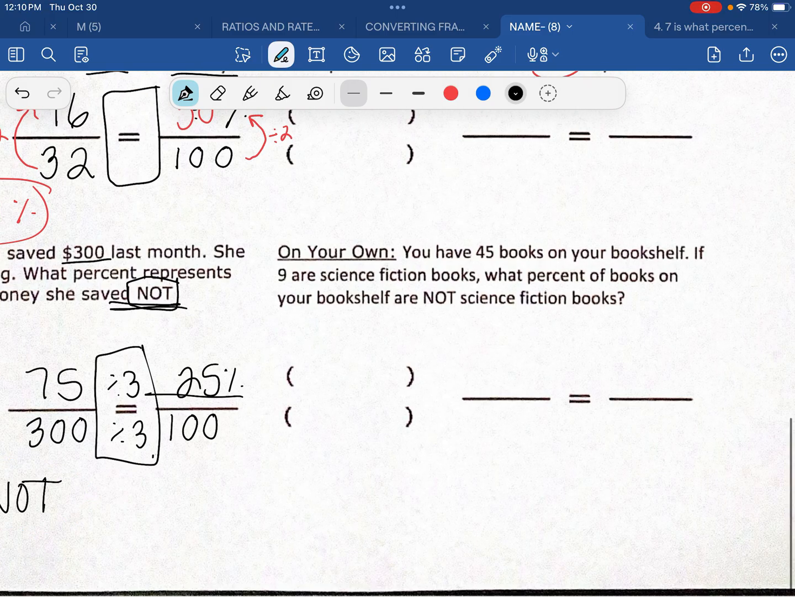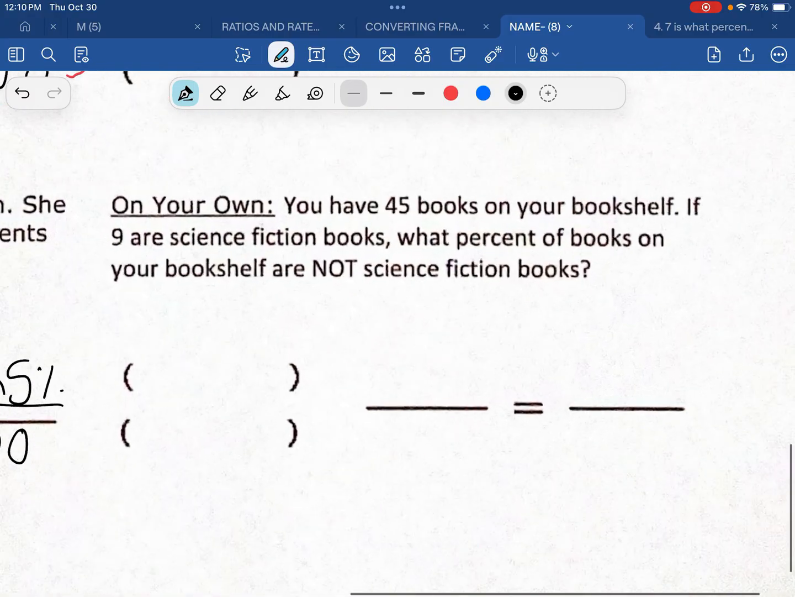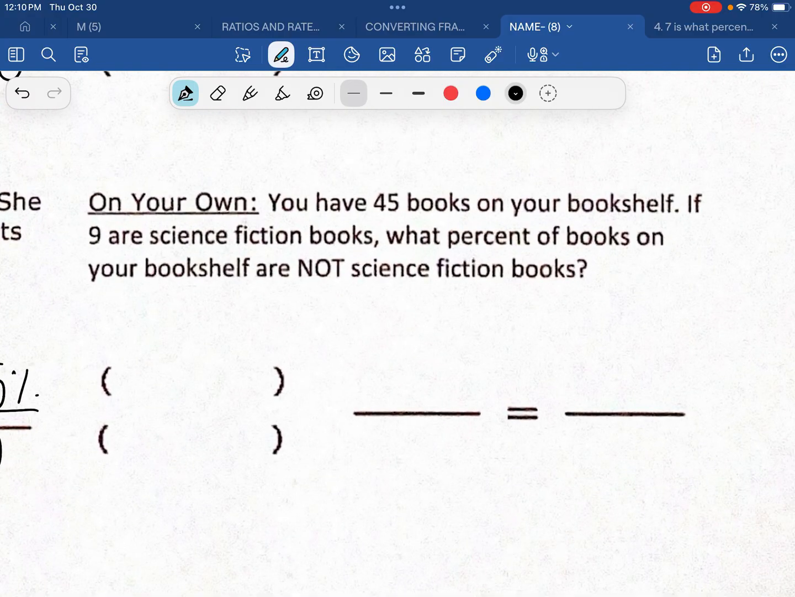Okay, on this last one, I'm going to show you one more way, so you're not going to do this one on your own. There's going to be some problems on your practice that you're going to have to do this. So make sure you're paying attention on this last problem. It says you have 45 books on your bookshelf. If 9 are science fiction, what percent are not science fiction?